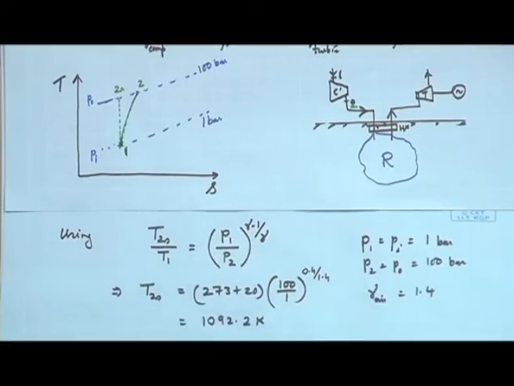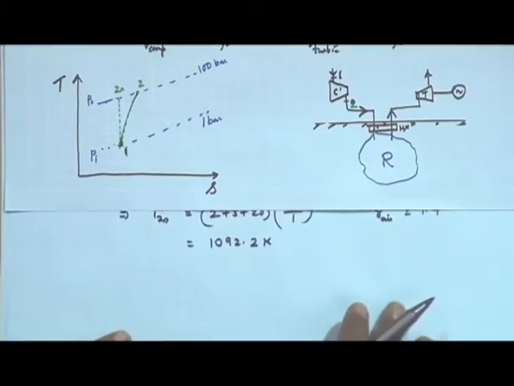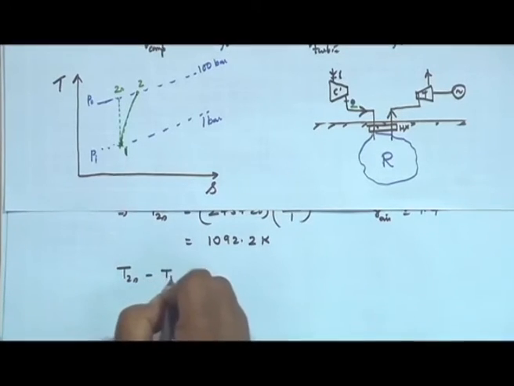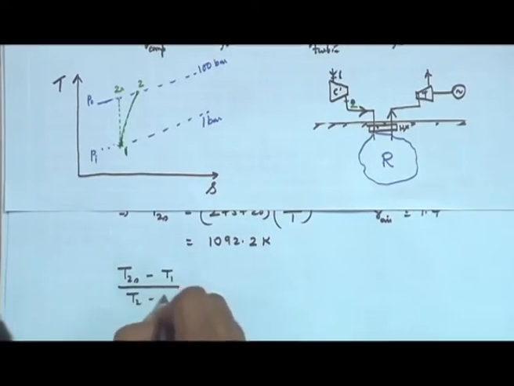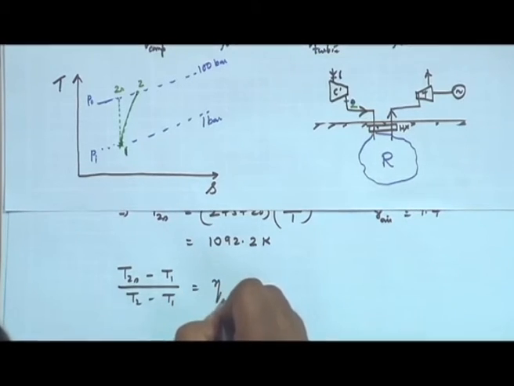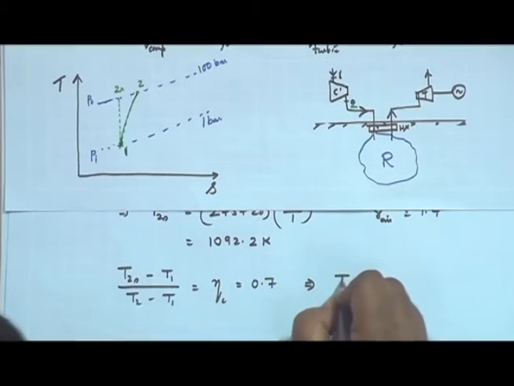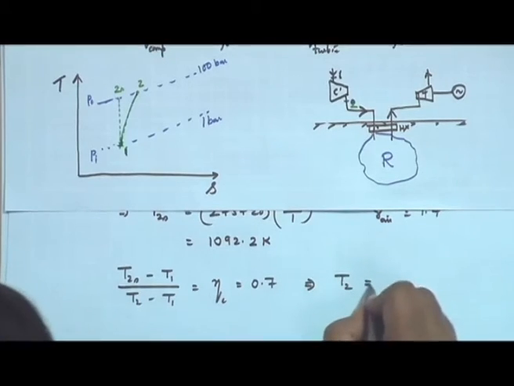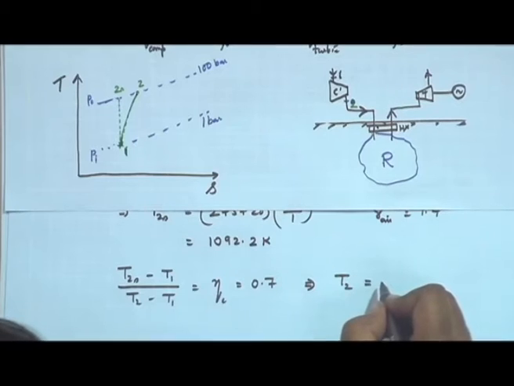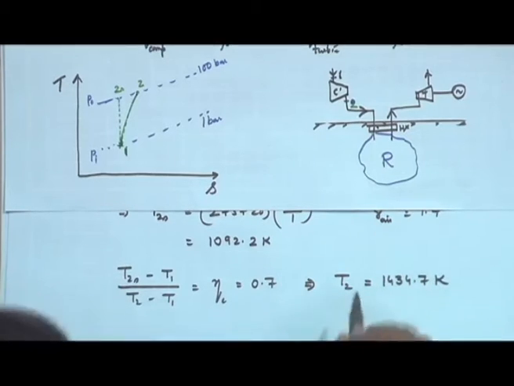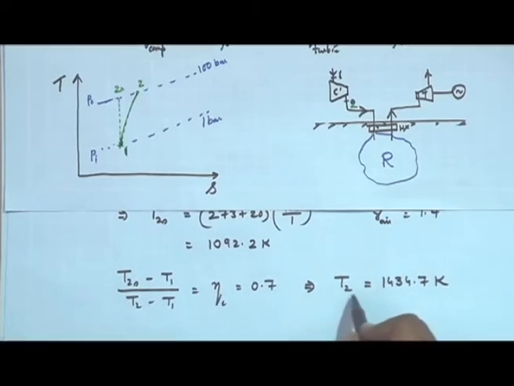Okay. Next what we will do is, this is the isentropic temperature, I need the outlet temperature of the compressor. So, use the definition of efficiency. I can write T2s minus T1 divided by T2 minus T1 is equal to the compressor efficiency, which is given as 0.7. So, from here using everything I will get T2 is going to be 1434.7 Kelvin. Okay. So, this is one data point I have.